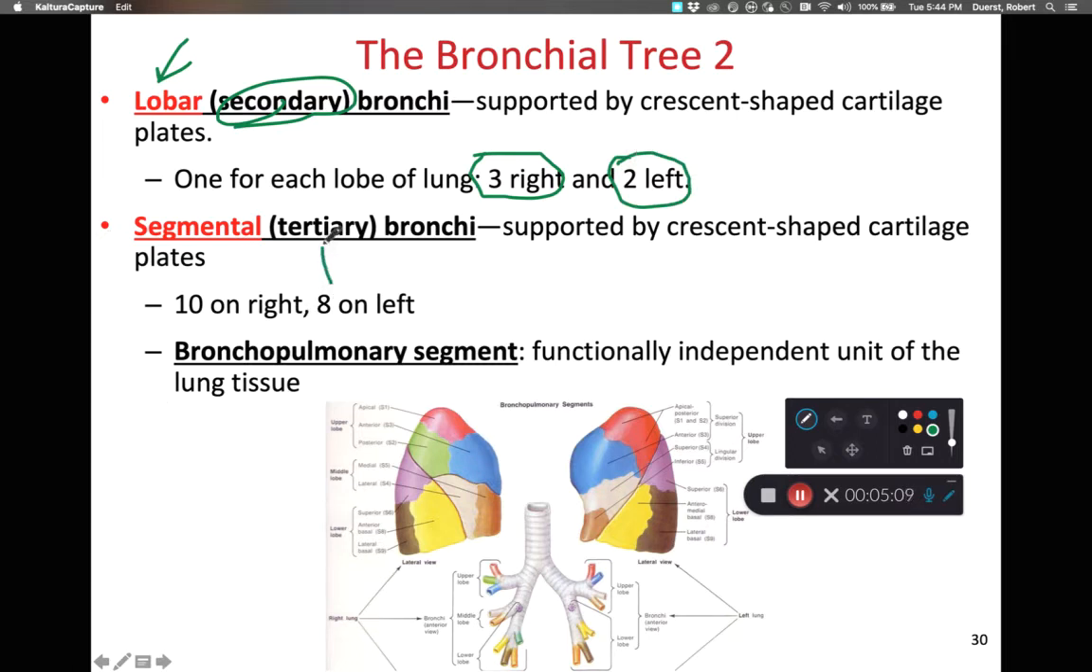And then when we look at the tertiary bronchi, this is the next branching point. Our tertiary bronchi are going to go to a segment of a lobe of the lung. And our segmental bronchi, or tertiary bronchi, are much more numerous. We have 10 on the right and 8 on the left.